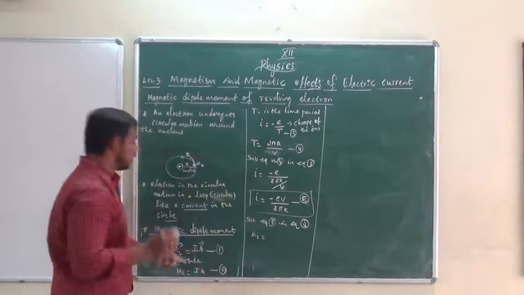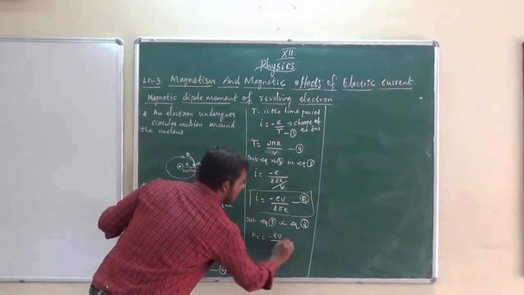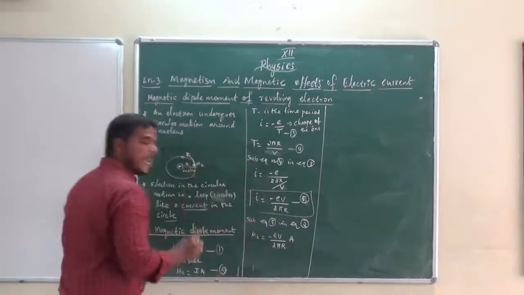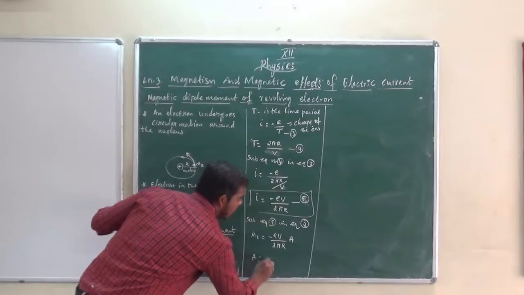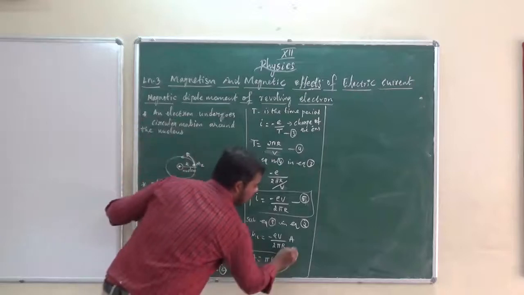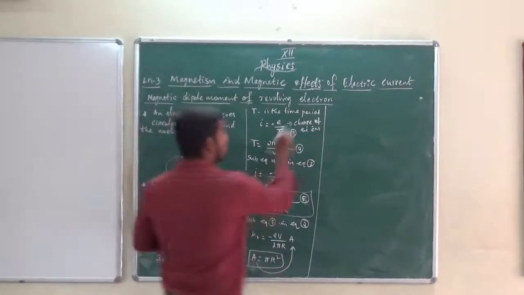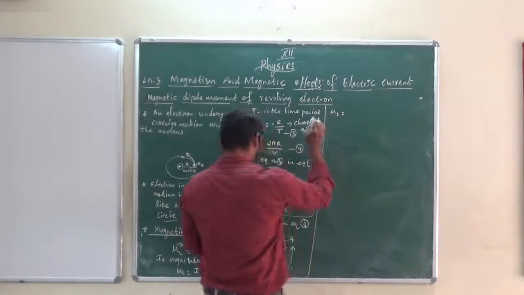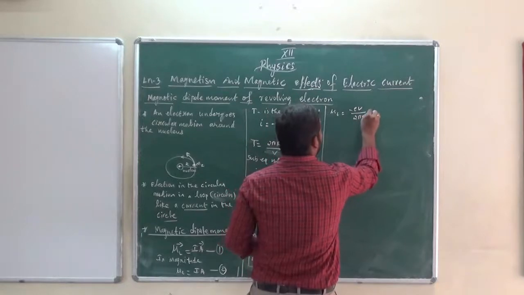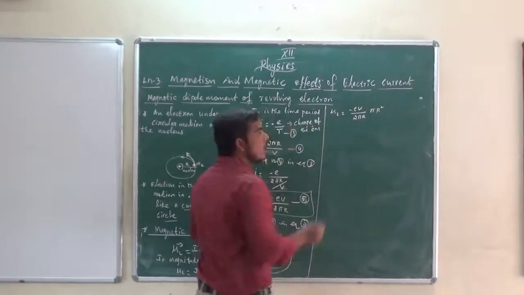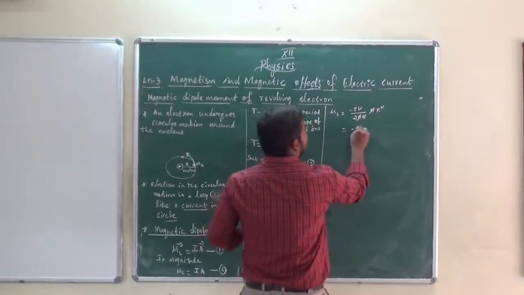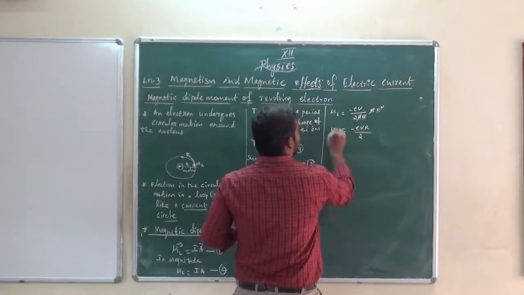Mu L equals, what is that? I, which we got as minus eV by 2 pi R, times the rest of the term, A. Here A indicates the area of the circle, pi R square, isn't it? Now substitute this value. So mu L equals minus eV divided by 2 pi R, times pi R square. Here pi cancels, and we get mu L equals minus eVR divided by 2.